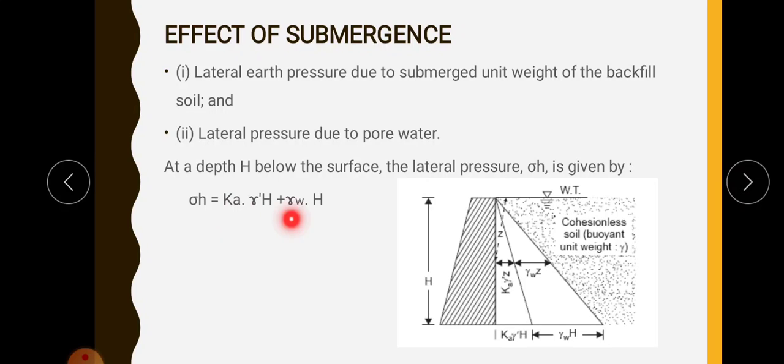And I have told you that when we are taking lateral pressure due to pore water, you should not multiply with Ka, because this Ka is the parameter for soil only, by considering phi. This Ka is equal to 1 minus sin phi by 1 plus sin phi. It is a physical parameter of the soil. So when we are taking the lateral earth pressure due to pore water, you should not multiply it with Ka.